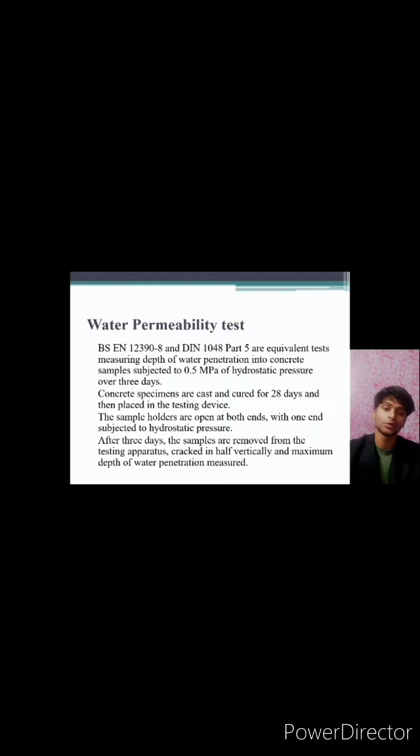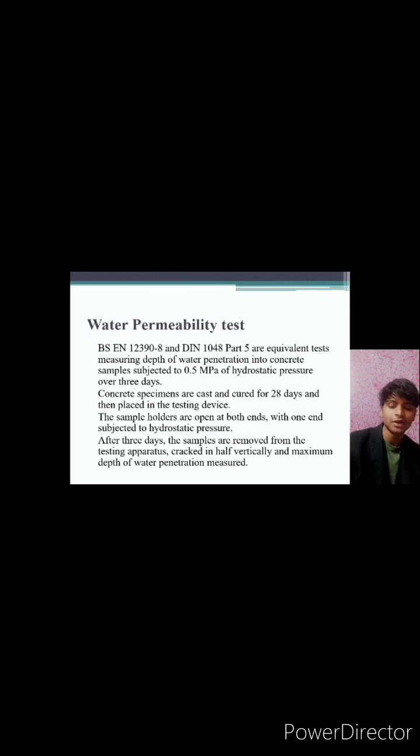You can't completely depend on one test, so here is another, the water permeability test. BS EN 12390-8 and DIN 1048 Part 5 are equivalent tests measuring the depth of water penetration in a concrete sample subjected to 0.5 MPa of hydrostatic pressure over 3 days.